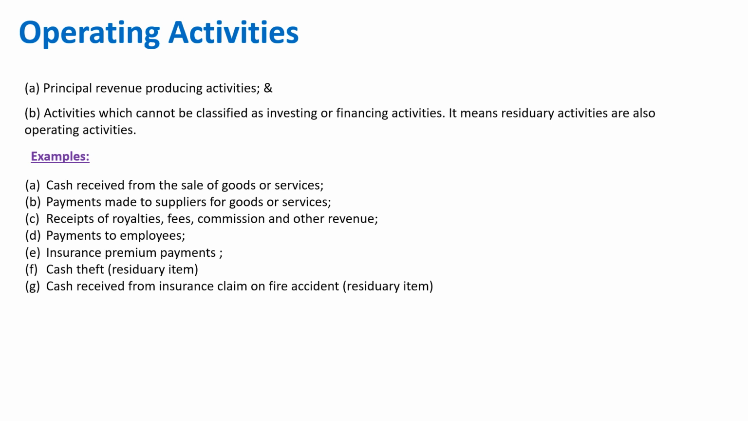Cash theft. Here, you are neither paying nor receiving, but anyway, there is a reduction of cash. And this can't be classified under investing or financing activity. Hence, it is a residuary item which is classified under operating activities. Similarly, cash received from an insurance claim on a fire accident is a residuary item because it is not part of financing or investing, nor part of core operating activity, but will be treated here because it is a residuary activity. And operating activities are very important because shareholders generally look into operating cash flows to check whether the company is able to generate cash from operations or not.